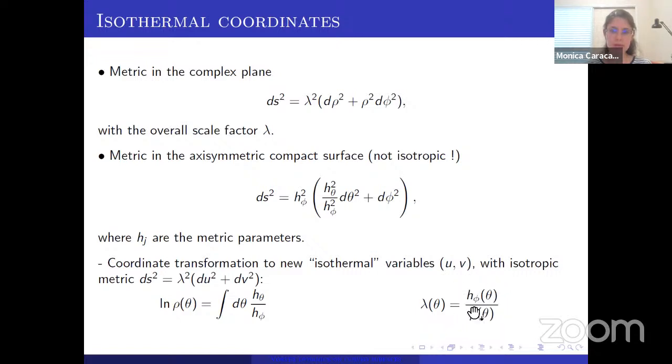Metric in the surface. These are the two relations that you use to connect the complex plane to the arbitrary, physical surface that you are interested in.